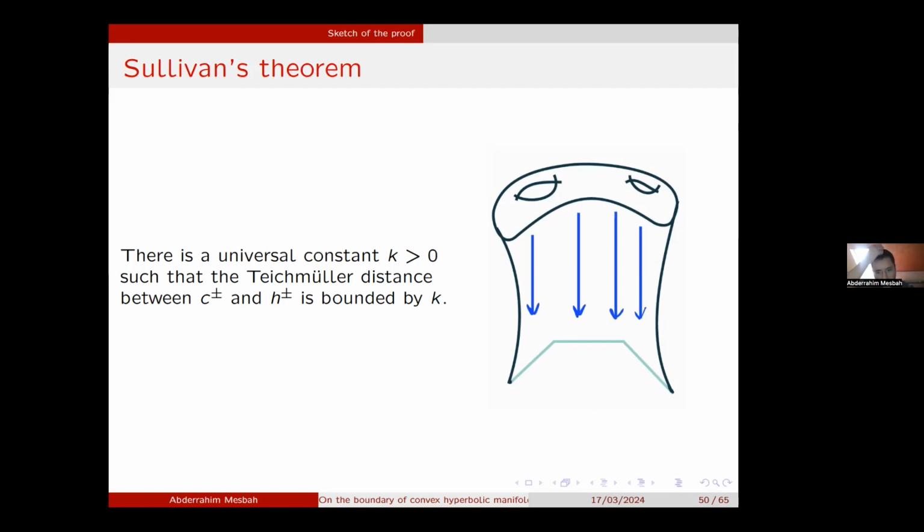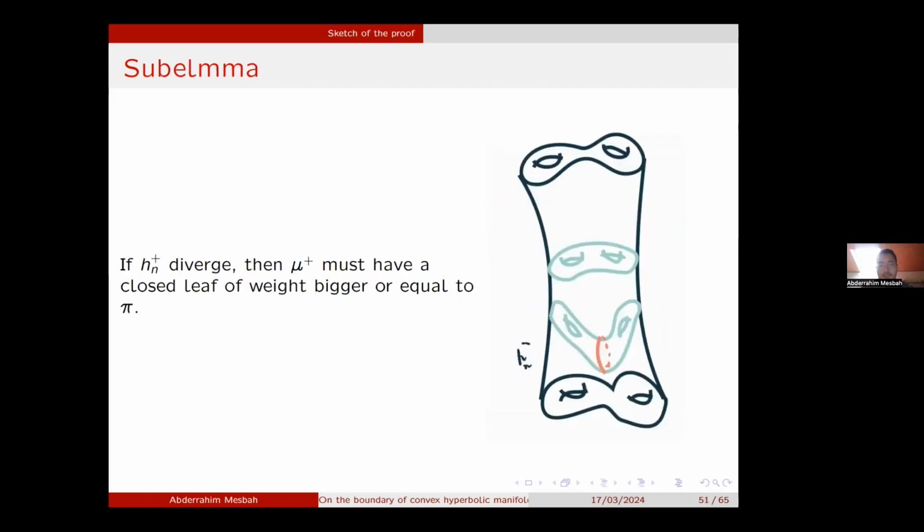Yeah, so here we can deduce that if we show that the metrics on the boundary of the convex core are in a compact subset, then also the conformal structure on the ideal boundary will be in a compact subset of Teichmüller space because they have bounded distance. And it's exactly what we will use here.